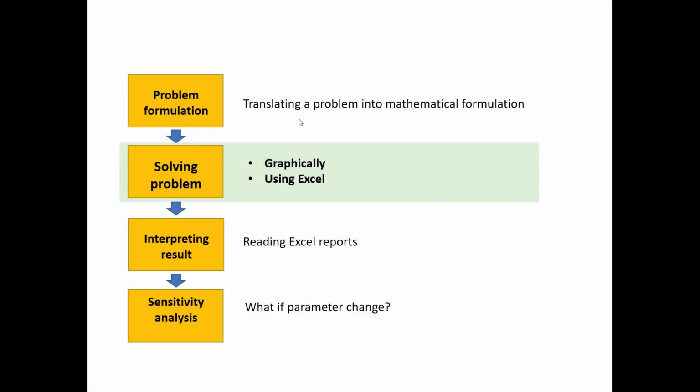Hello everyone! Previously, we formulated Flair Furniture Company example into a linear programming problem. Now, let's talk about how to solve that problem. We will show you how to solve the problem in two ways. First, we will solve the problem graphically. Well, that is a manual way to solve a problem, so it's slow. Then we will show you how to use Excel solver to solve the same problem.